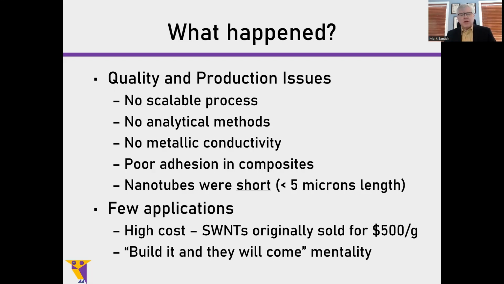The tubes also were short. They were typically under 5 microns in length. And experience has shown that longer tubes, things that are 100 microns or longer, up to a millimeter or so in length, are the preferred embodiment for most types of applications. Finally, at the time, there were few applications. This is most notably because of the high cost. $500 a gram was simply beyond the pocketbook of many application developers. And there was a build it and they will come. Sometimes people built factories around processes because they thought they were going to be able to sell the product.